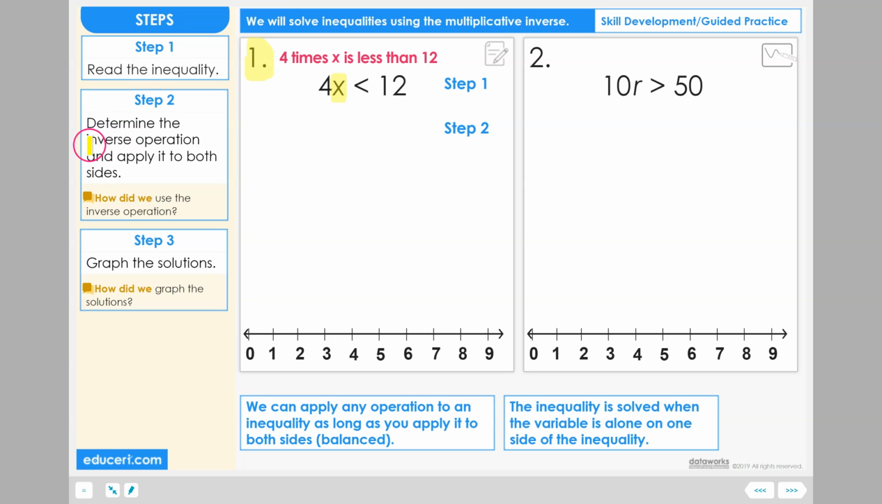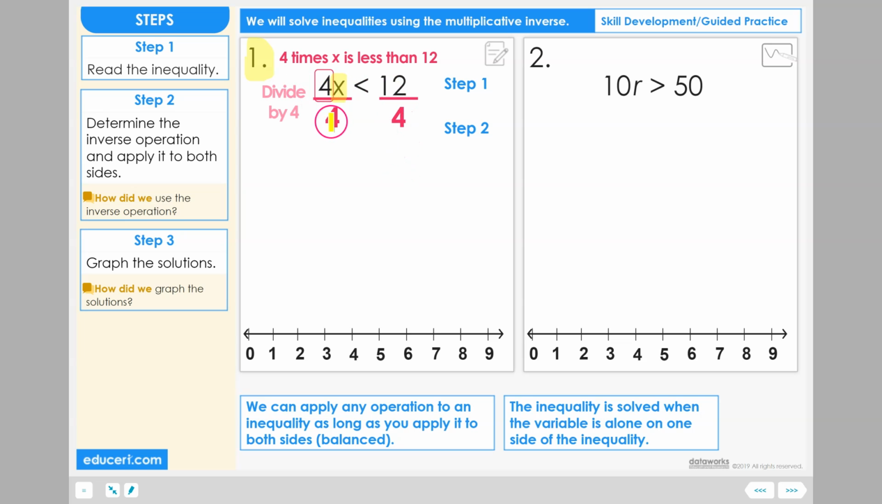Step 2. Determine the inverse operation and apply it to both sides. Looking at the variable side, we have 4 times x. 4 is the coefficient that we want to turn into 1. And to do that, we need to divide by 4. And we must apply it to both sides to keep balanced. So 4x divided by 4. And on the other side, we will have 12 divided by 4.